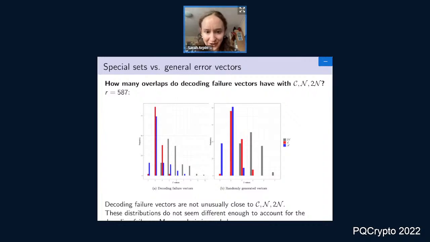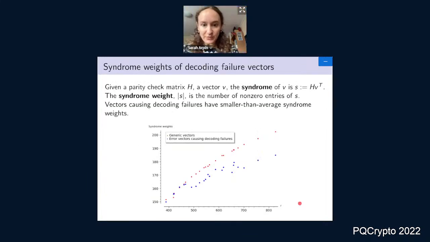So it's a little bit hard to see. Hopefully these axes are visible, but these ranges for number of overlaps with Cn and 2n are not extremely different between the decoding failure vectors and the randomly generated vectors. So maybe there's some other classifying behavior that we can look to single out vectors which might be likely to cause decoding failures.